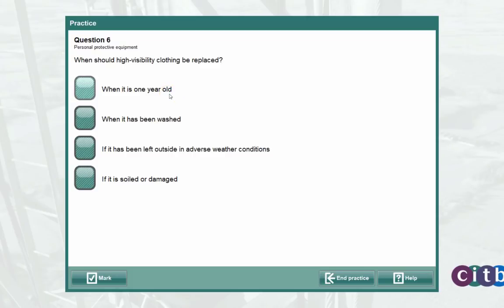When should high-visibility clothing be replaced? When it is 1 year old. When it has been washed. It has been left outside in adverse weather conditions. If it is soiled or damaged.